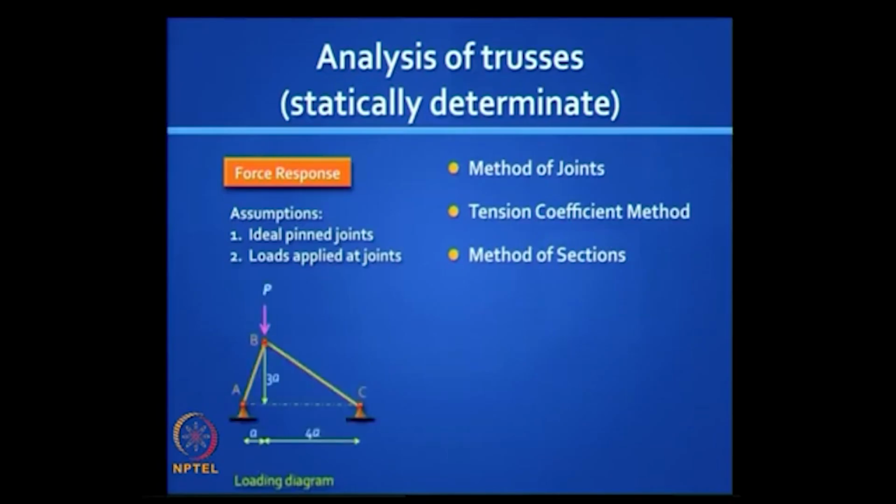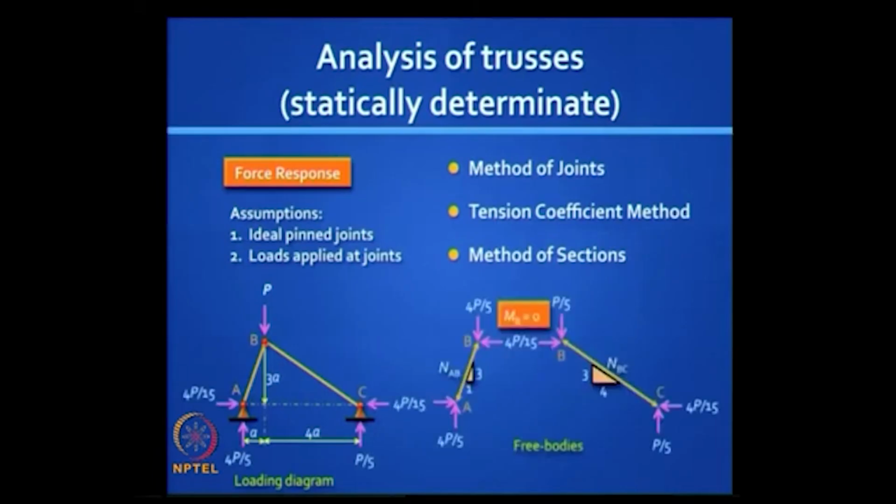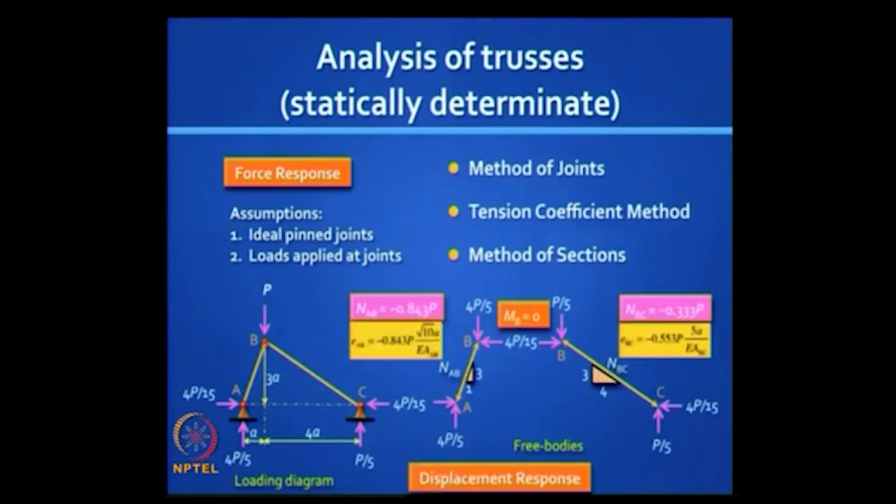Here is an example of a 2-bar truss. You can see that the calculations are very easy to work out. We need to take advantage of the fact that there is an internal hinge at B, there is no bending moment transferred from one member to the other. You have only axial forces in the two members and they are very easy to compute. So let us move ahead.